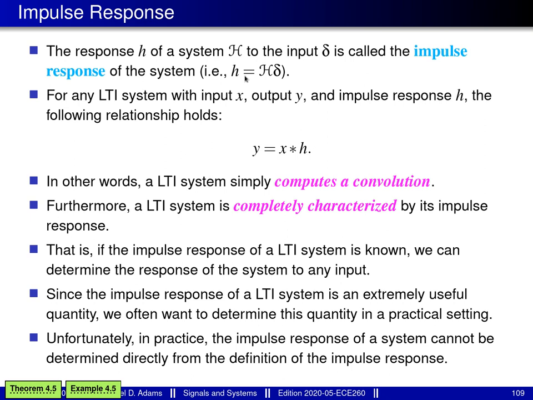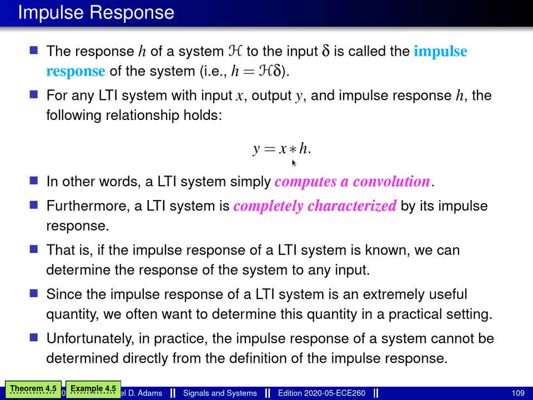Now, with the definition of impulse response in mind, I can now introduce the significance of convolution. So for any linear time invariant system with input x, output y, and impulse response h, a relationship of this form is satisfied. In other words, the output of the system y is equal to the input of the system x convolved with the impulse response of the system h. So in other words, an LTI system simply computes a convolution and nothing more. So this is why convolution is quite important when we're talking about linear time invariant systems.